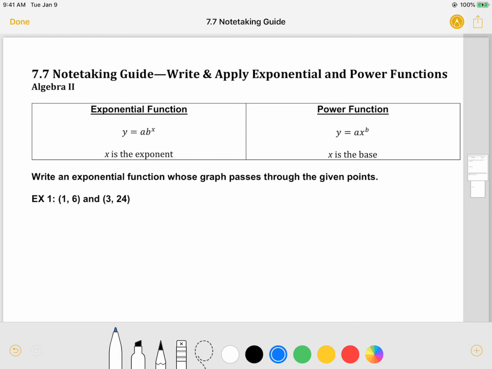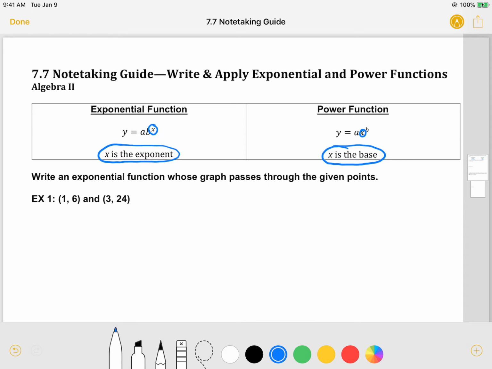So if we look at the exponential function here, the input variable x is our exponent. So we call an exponential function y equals ab raised to the x power because our input is going to be our exponent. Now a power function has an exponent, but we are not going to be inputting values into the exponent. We're going to be inputting values into the base here. So x is going to be our base, and we call that a power function.